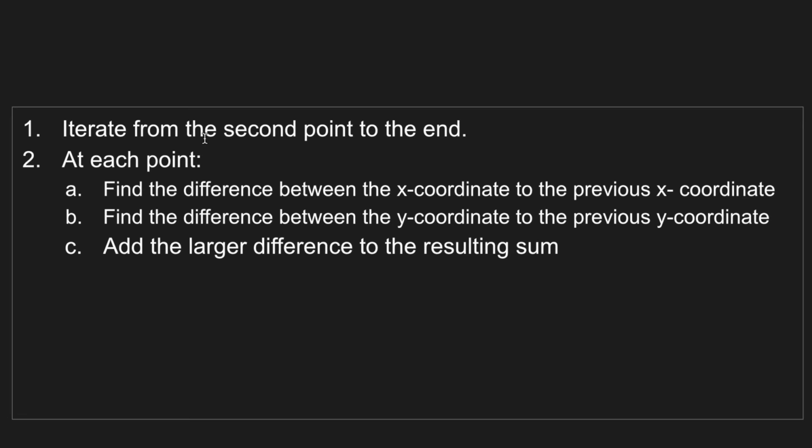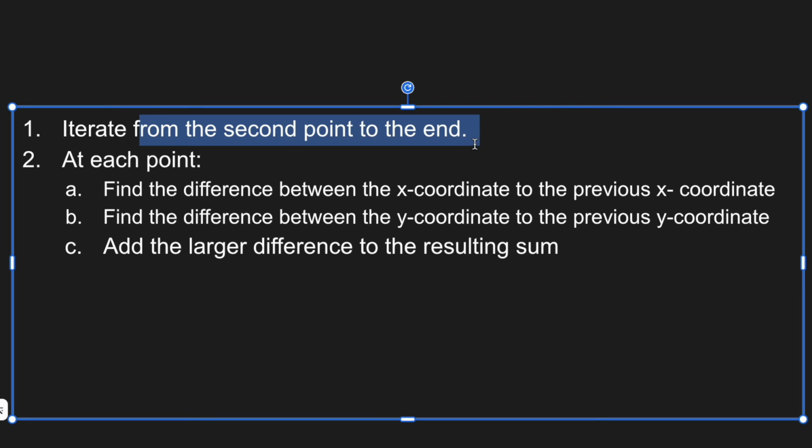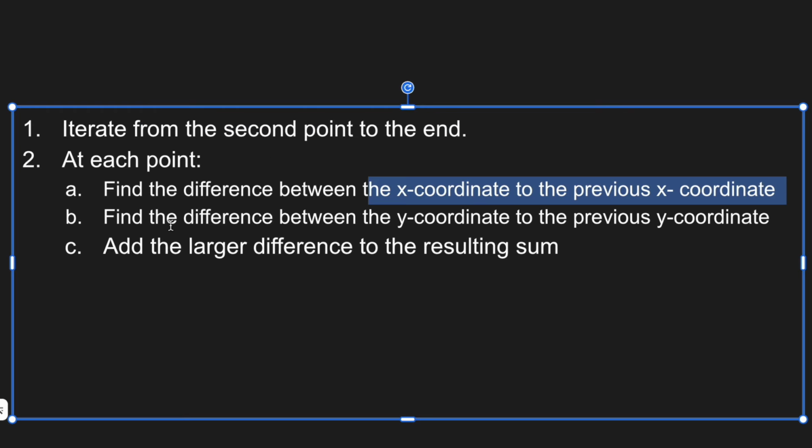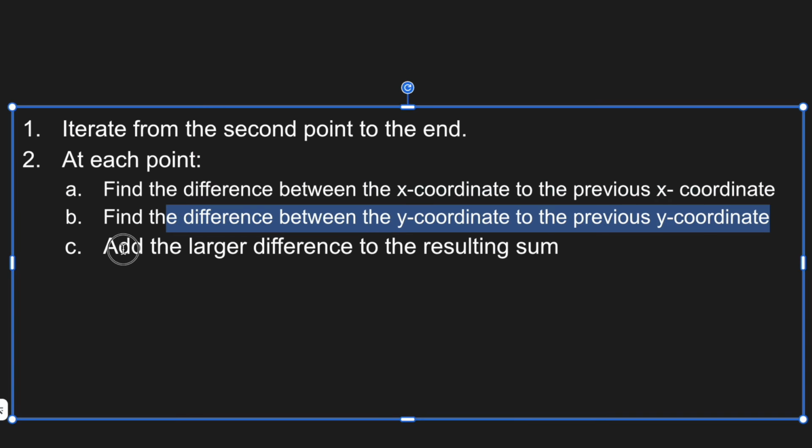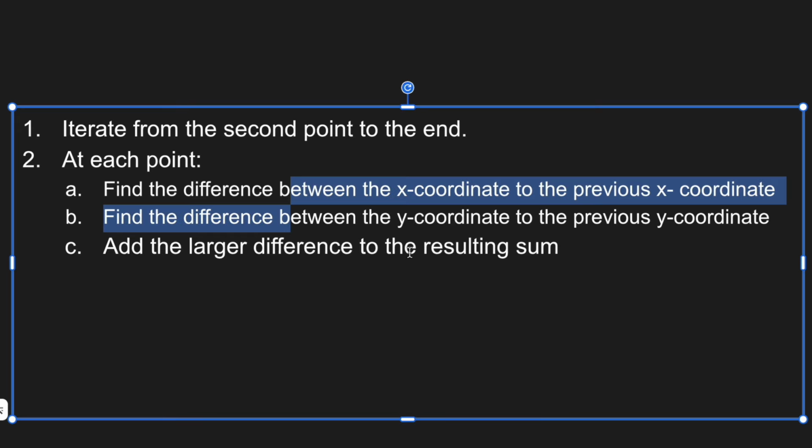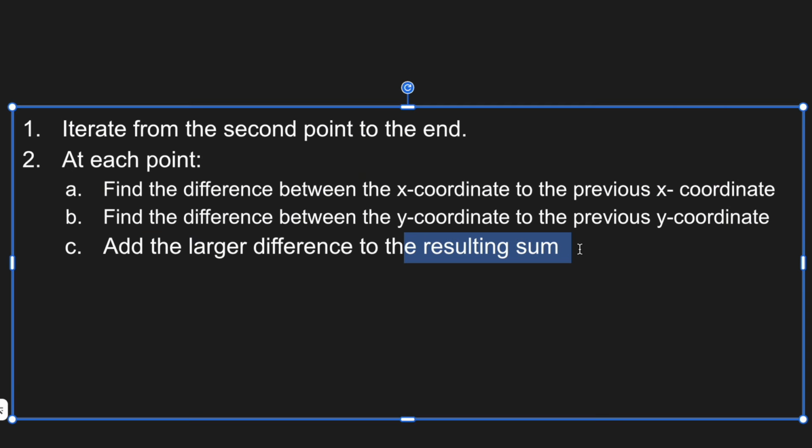So what we can do is iterate from the second point to the end, and at each point we will find the difference between the x coordinates and the difference between the y coordinates to their previous coordinates, or the coordinates at the previous index of points, and we will add the larger difference between these two to the resulting sum, and in the end we can return the resulting sum.